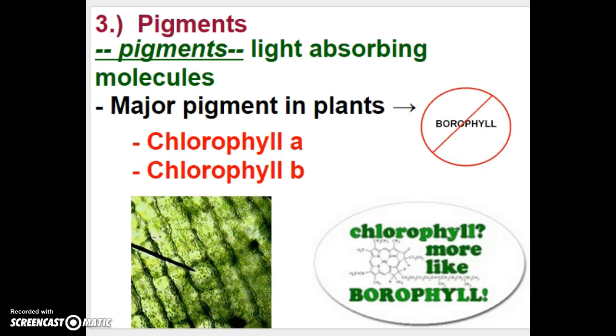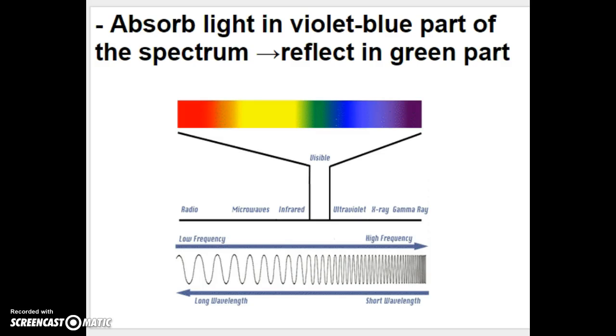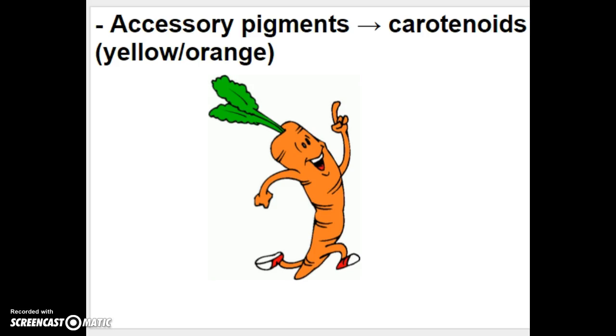So pigments, this is where the color is coming from. Pigments are light-absorbing molecules. There are 2 major pigments in plants: chlorophyll A and chlorophyll B. Chlorophyll, of course, is a green color only because it actually absorbs every other color but green. So chloroplasts will reflect green light, but they absorb light in the violet-blue part of the visible part of the electromagnetic spectrum.